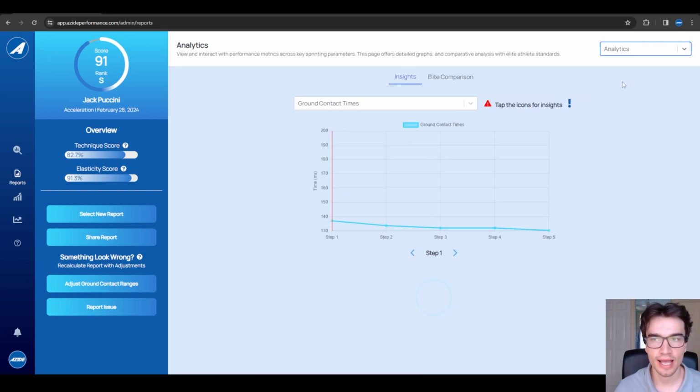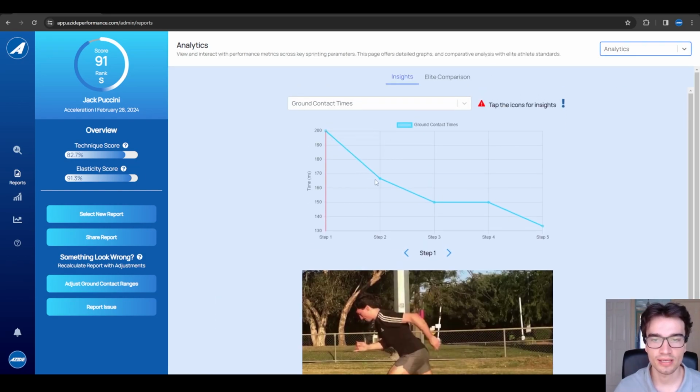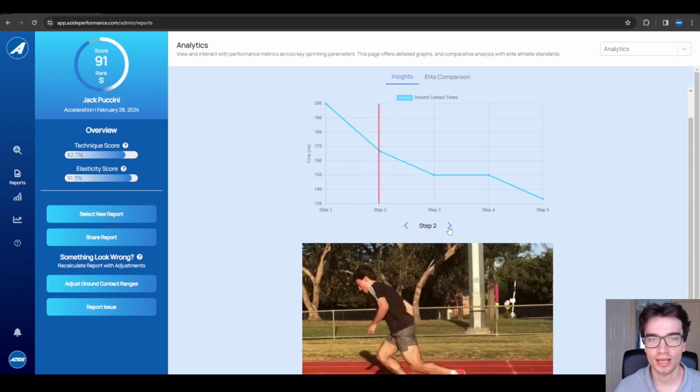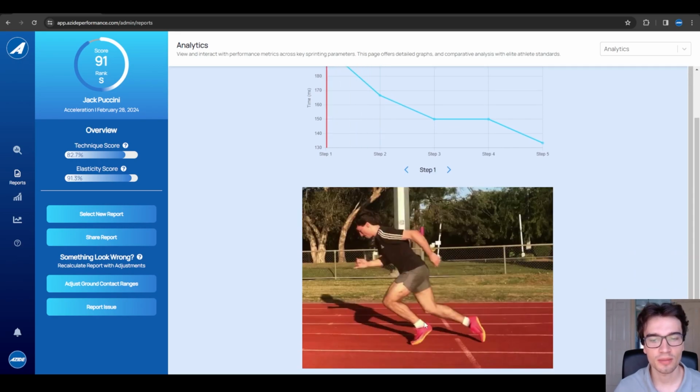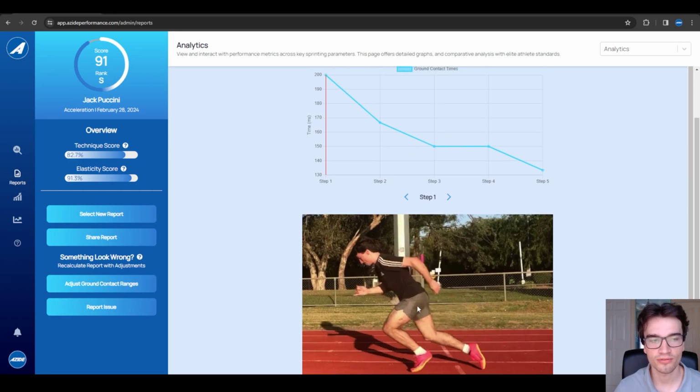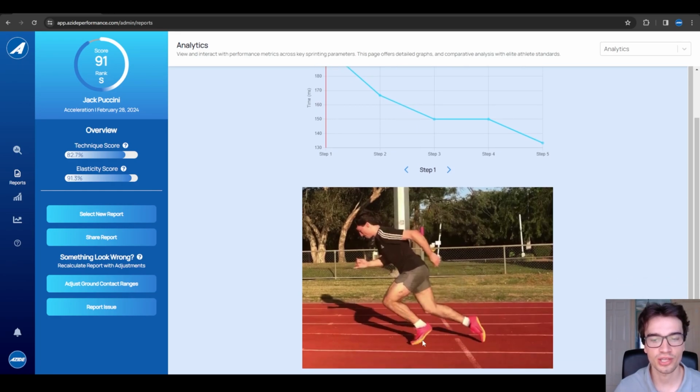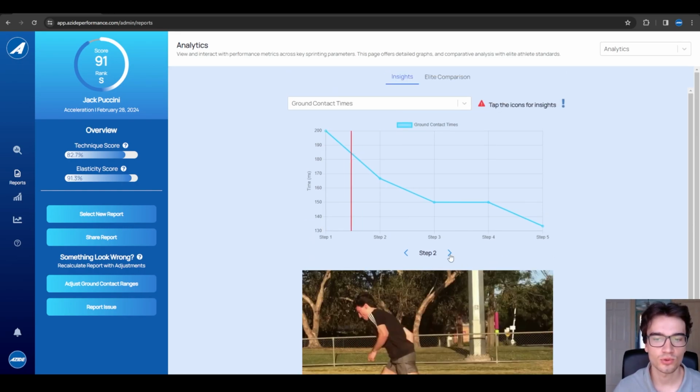And if we go to the analytics tab, we can see that there is a consistent decrease in ground contact times, which is as expected. 200 milliseconds, as I said, I think that's a bit high for me. For the first step, I did say that this first step could be improved. So probably from this report, I would take away that the first step really should be much more behind the center of mass, but step two is certainly a lot better.